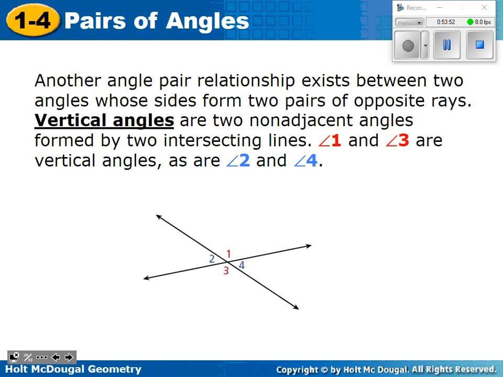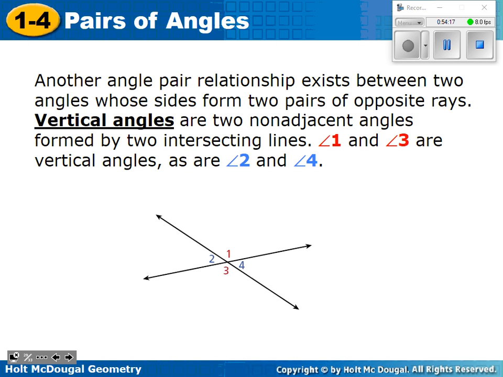We're going to learn a lot of theorems. The difference between a theorem and a postulate: a postulate we learned is kind of common sense. It's things that we believe to be true, but they're not proven true. Like, through any two points, there is exactly one line. A theorem, on the other hand, is proven true. There is a mathematical proof that a mathematician has written that proves that the concept is true.